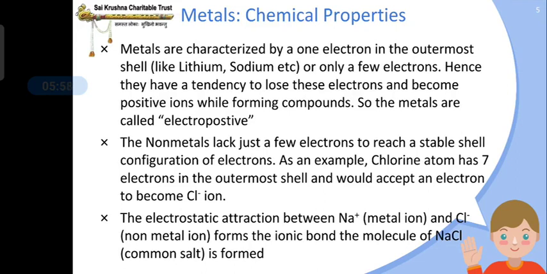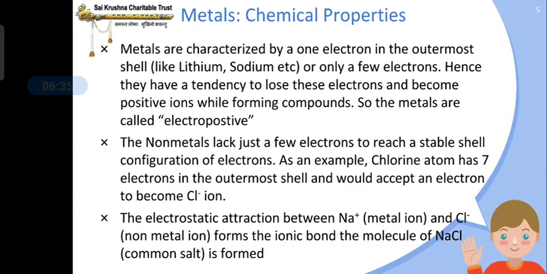The non-metals lack just a few electrons to reach a stable shell configuration of electrons. As an example, a chlorine atom has 7 electrons in the outermost shell and would accept an electron. See, when you have 7 electrons in the outermost shell, what happens? Instead of losing 7 electrons to become stable, it would accept an electron in order to become a chloride ion. Okay, rather than losing 7 electrons, it is preferable to gain an electron. So it is an example of non-metals.